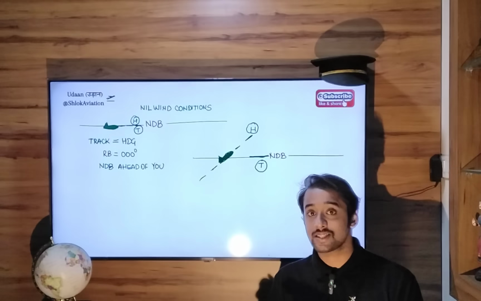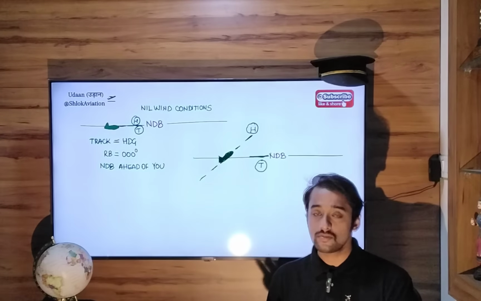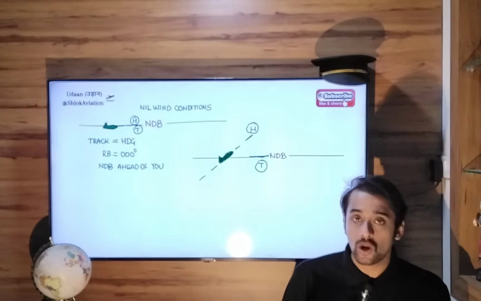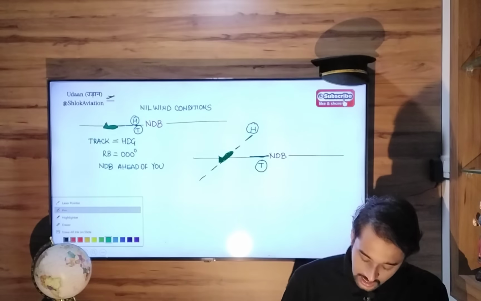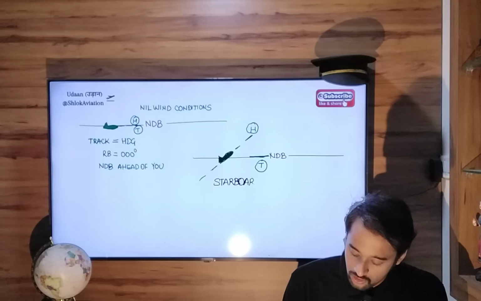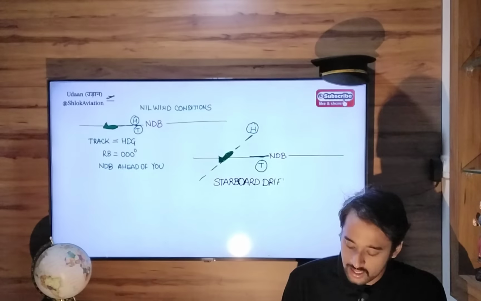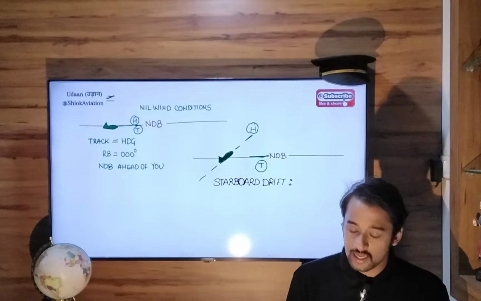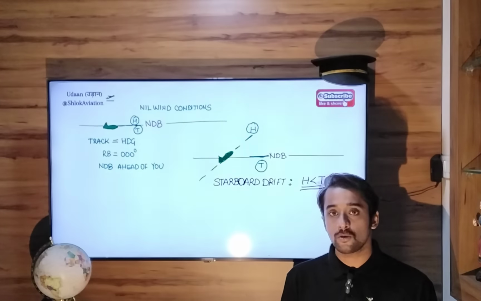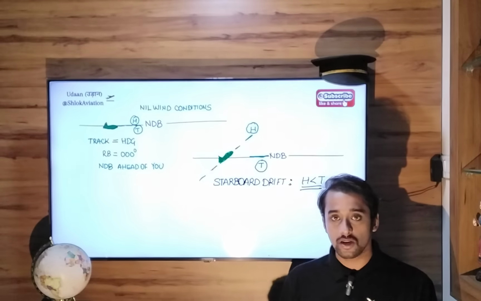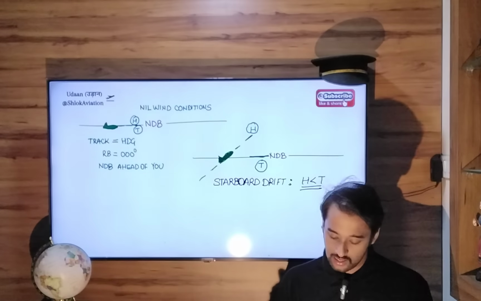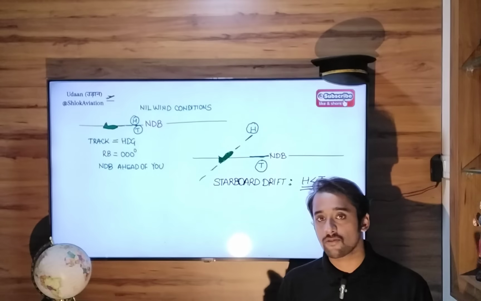So now if heading has decreased, if you have turned your aircraft heading to the left hand side, what kind of drift are you getting? You will be getting a starboard drift. Why starboard drift? Like I have always repeated so many times, in case of starboard drift, your heading is less than track. So this is how you come to know that you are experiencing a starboard drift, and in order to prevent that, you have applied a wind correction to the left hand side. So if heading is less than track, it will be a starboard drift.